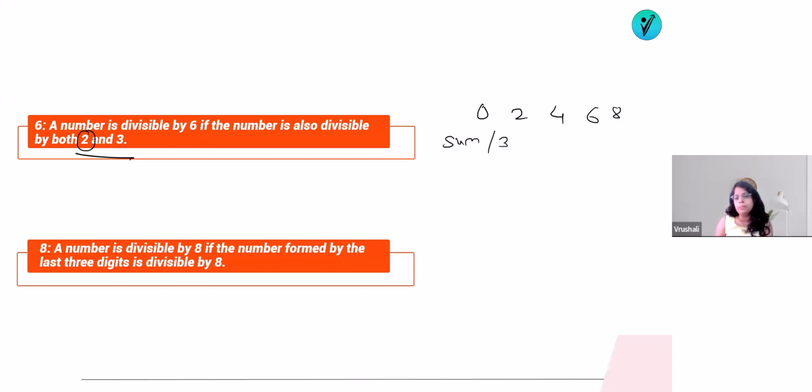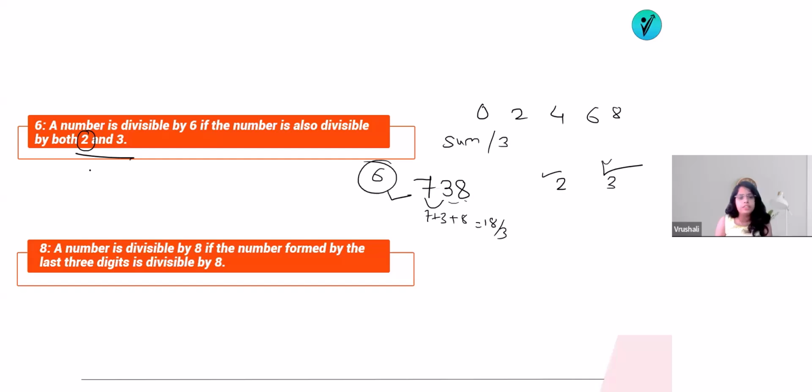Suppose I take the number 738. First of all, you can see the unit digit is 8, which means the number is divisible by 2. Now for 3, what will you do? 7 plus 3 is 10, 10 plus 8 is 18. 18 is divisible by 3, so the number is divisible by 3 also. That means 738 is divisible by 6.